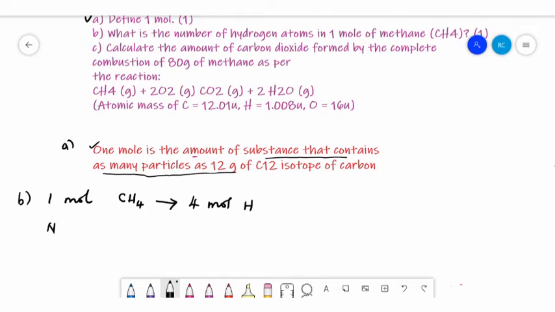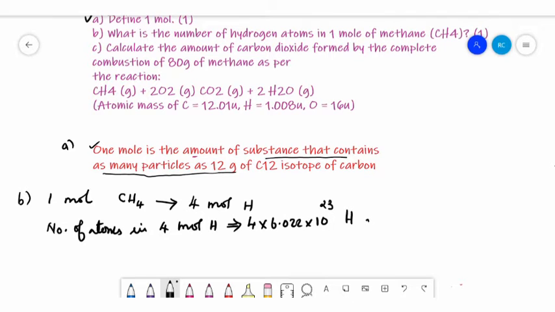So therefore number of atoms in 4 mole hydrogen, what is that? 4 into 6.022 into 10 to the power of 23 hydrogen atoms. Okay, such an easy question. Then question number 3.